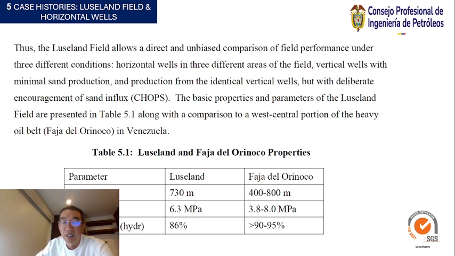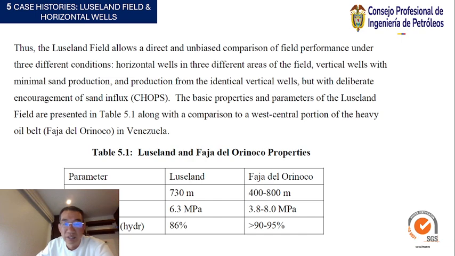The basic properties and parameters of the Luseland field are presented in Table 5.1, along with a comparison to a west-central portion of the heavy oil belt in Venezuela. Table 5.1, Luseland and Venezuela properties. The left column is the parameters.